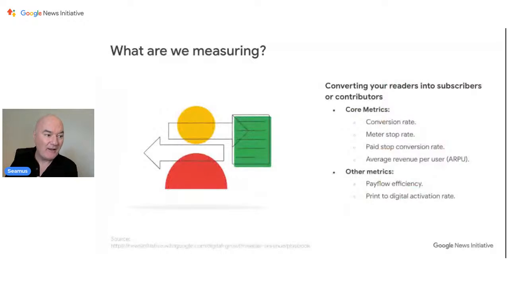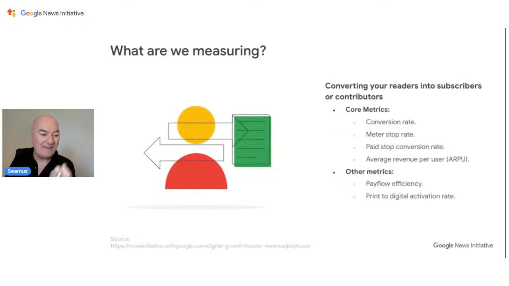process of measuring. So the core metrics, converting the readership, of course, we're talking about reader revenue. So making sure that readers are becoming subscribers, that they're becoming contributors, more so in this case when it comes to reader revenue. So we're going to be talking about the conversion rate. We're going to be talking about the meter stop rate. If you haven't heard of this, this is the percentage of unique users who are hitting the paywall, compared with the total unique users.